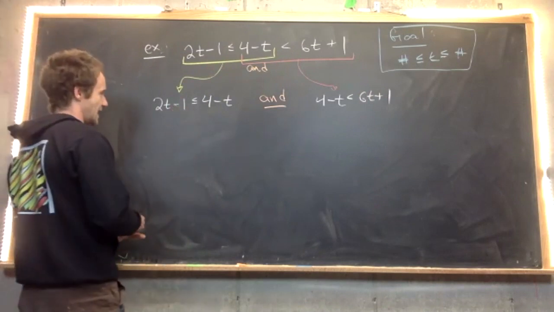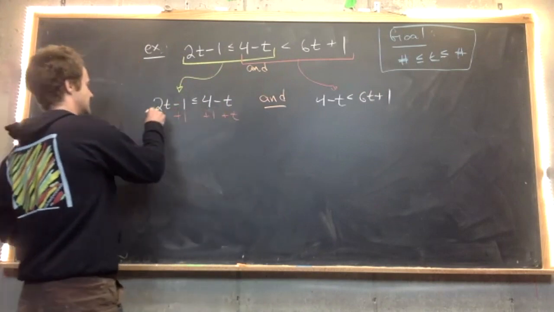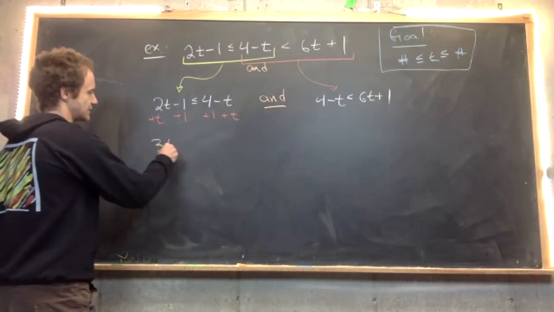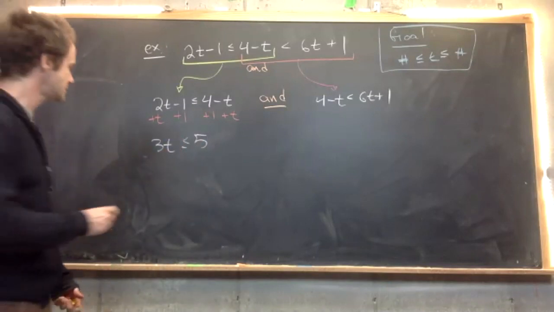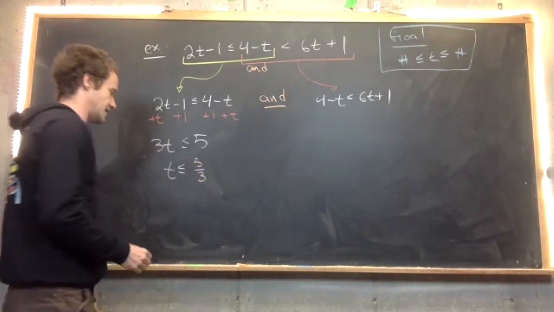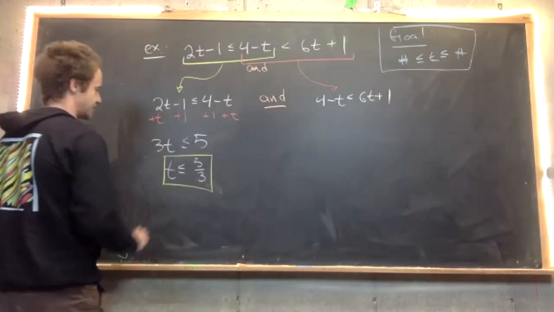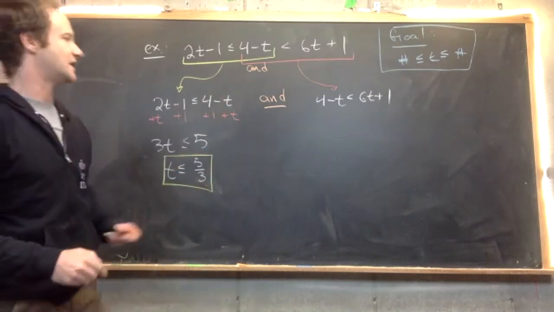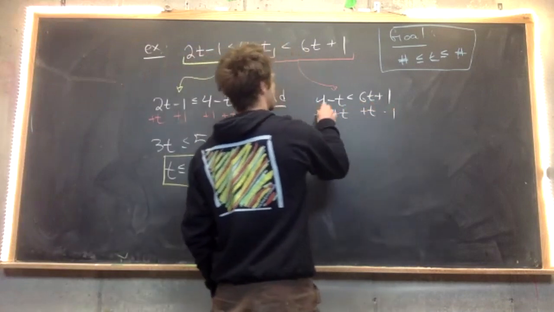So here I'm going to add 1 to both sides of this and add t to both sides of this in order to get the t by itself. So that's going to give us 3t on the left-hand side and then a 5 on the right-hand side. So that tells me that t is less than or equal to 5 over 3. Okay, so we've reduced this yellow condition to t being less than or equal to 5 over 3. Now let's do the same kind of thing over here. So we'll add t to both sides and then subtract 1 from both sides.